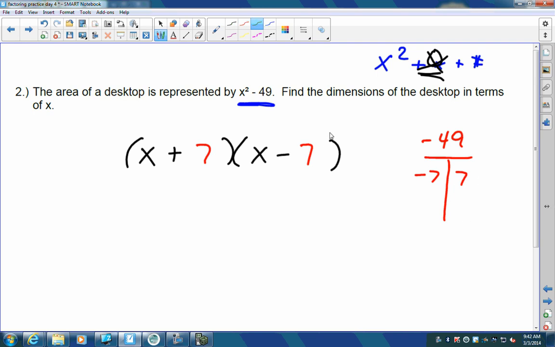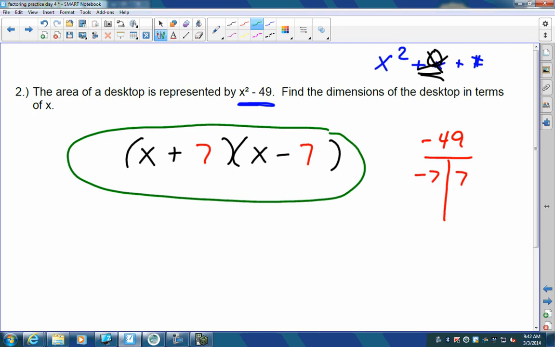So my dimensions, that's what my dimensions would be. If I had to draw a picture of it, I would make my desktop and I'd have x plus 7 and x minus 7.